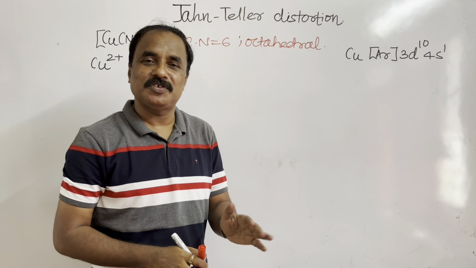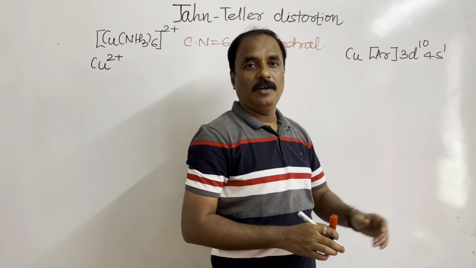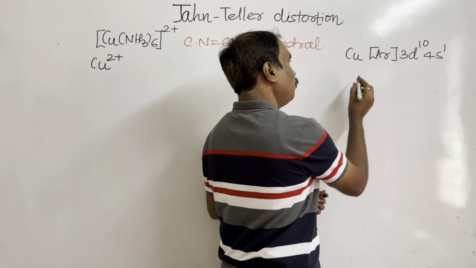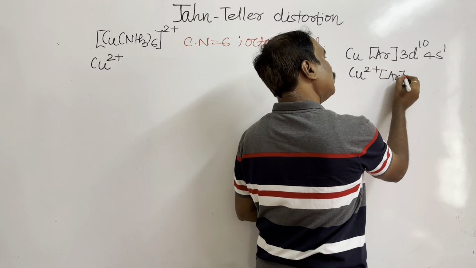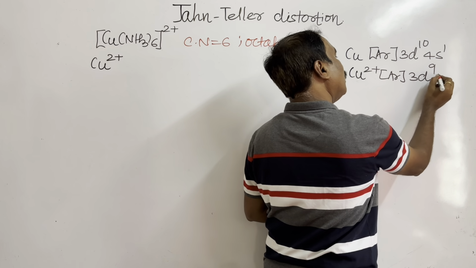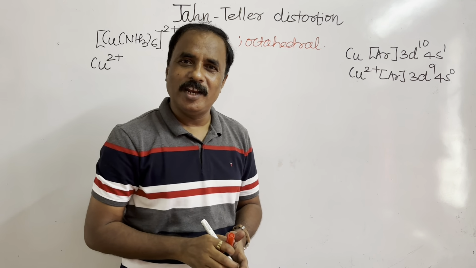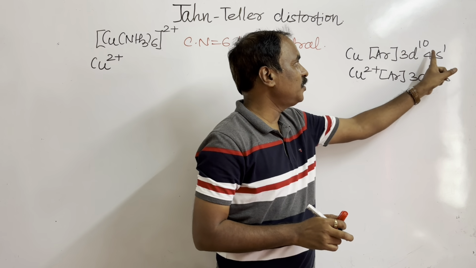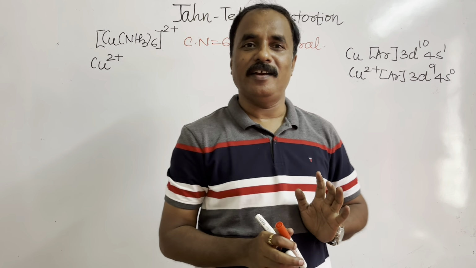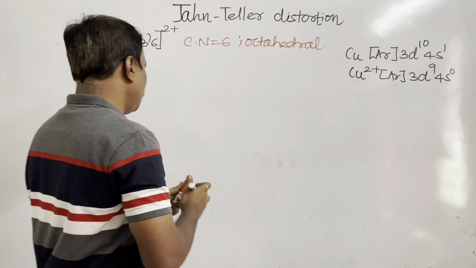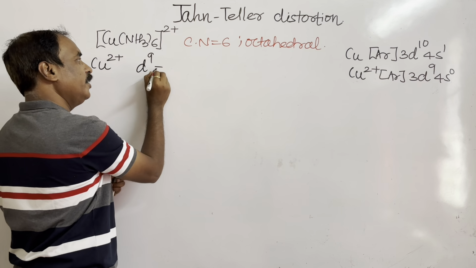This is the anomalous behavior in the electronic configuration, 3d10 and 4s1. Now what is the electronic configuration of Cu2+? Argon, 3d9 and 4s0. For +2, remove 2 electrons, 1 electron from 4s and 1 from 3d, giving 3d9 and 4s0. So the system is d9, and just as we have seen, when a system is d9, there is a distortion in geometry.